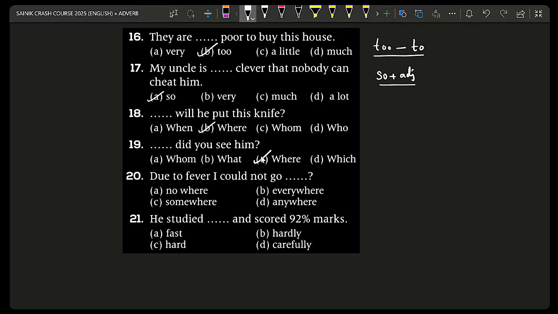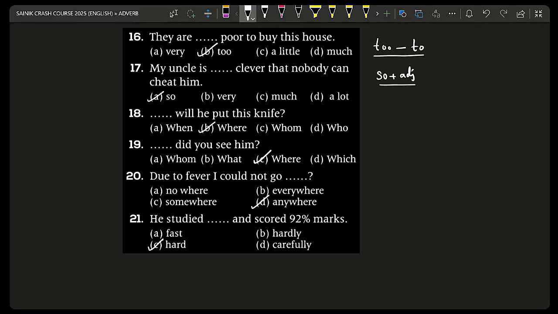Read the question. Due to fever, I could not go dash. Sir, option D. Anywhere. Okay, use anywhere in the sentence and read the complete sentence again. Due to fever, I could not go anywhere. Correct answer. And 21. He studied dash and scored 92% marks. Yes, he studied hard and scored 92% marks. Very good. Correct answer. Bhuvana, you gave all correct answers. Very good. You can mute yourself now.